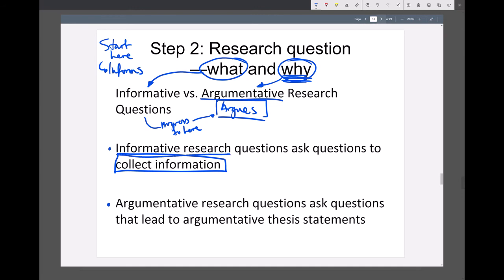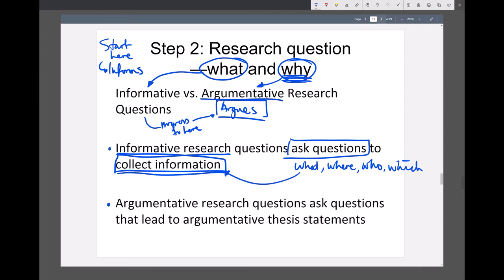Informative research collects information. So you ask what questions, like what and where and who, and maybe even which, to help you collect information. Argumentative research questions ask specific questions that lead to argumentative thesis statements.